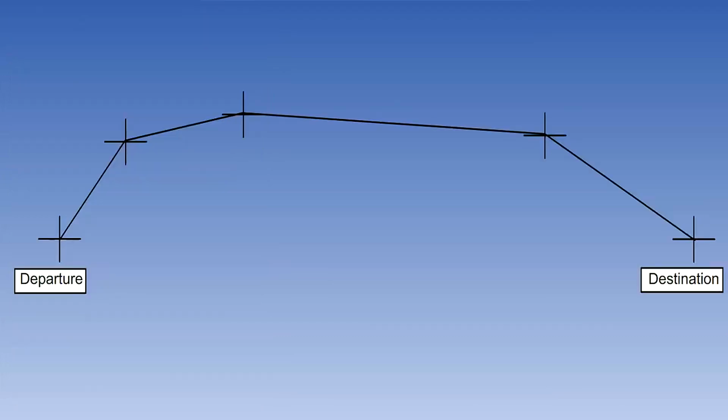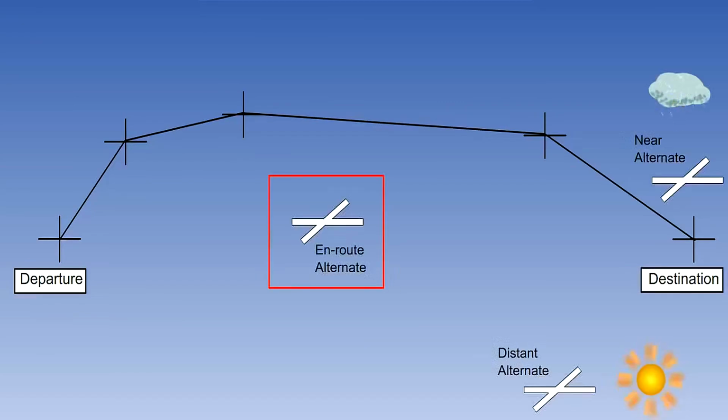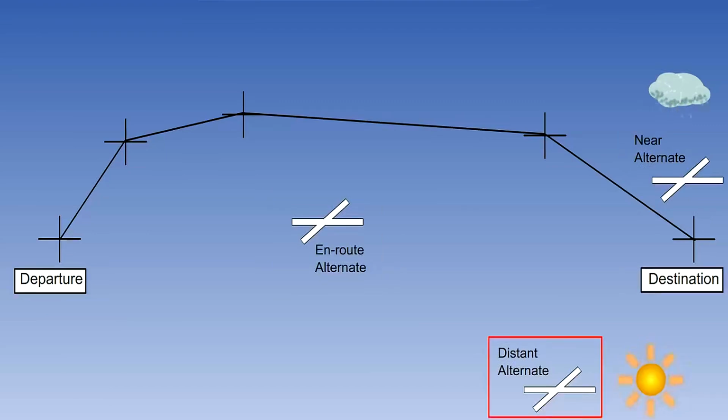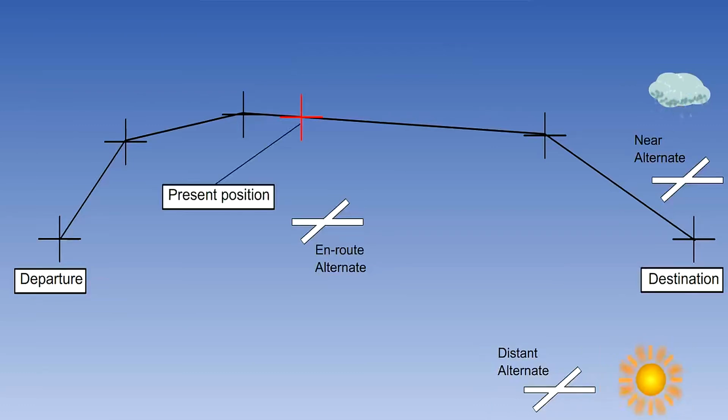Here is a route. We'll say that we don't normally take a more direct path because we have to follow the airways. There is an en route alternate. An alternate near the destination where the weather is bad. And an alternate further away where the weather is within limits when we take off. This is the one we have to nominate. You are here when you get the insufficient fuel message.